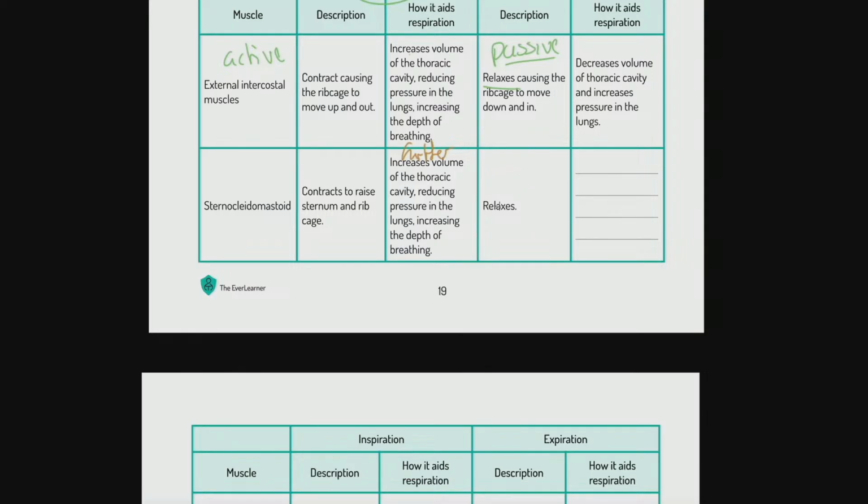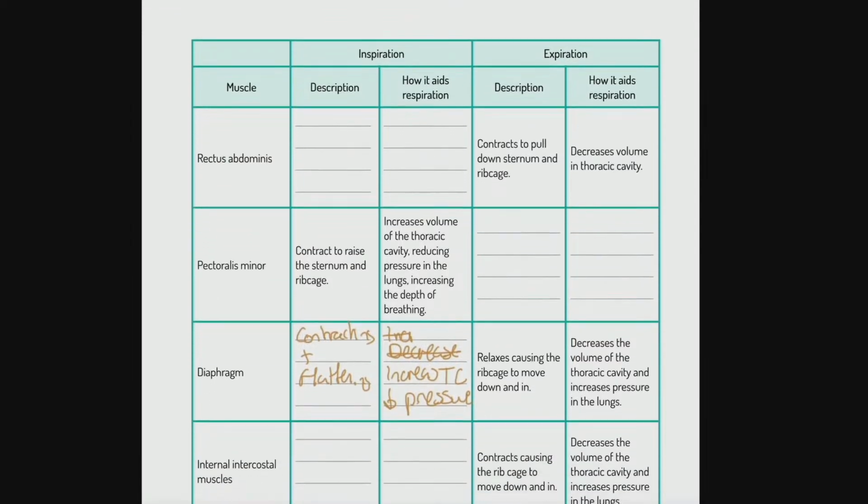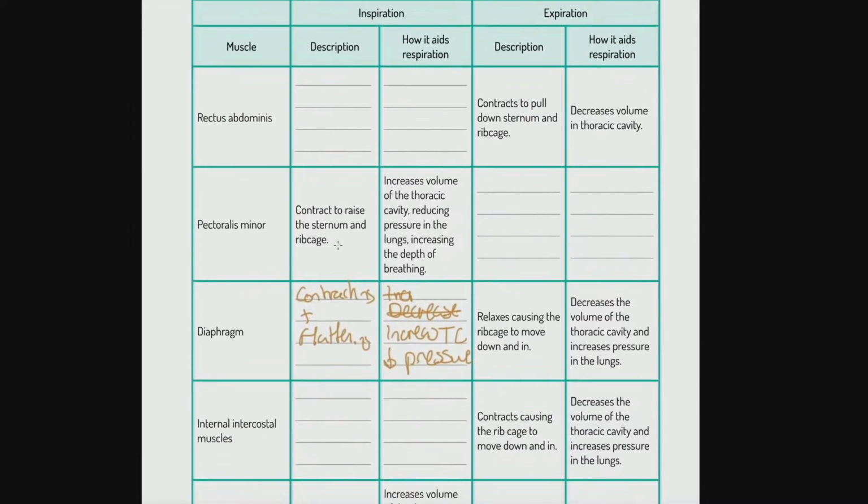During expiration, what does it do? It relaxes, and it does exactly what is said above. Decreases volume of that cavity and increases pressure. So the sternocleidomastoid during exercise joins in, in fact, I'm going to write that. It joins in with the diaphragm and the external intercostal muscles. Fine. What about then, I'll come back to rectus abdominis, what about the pectoralis minor?